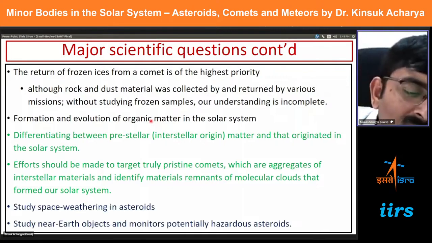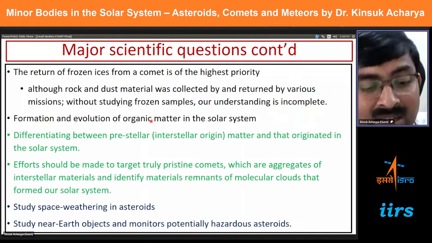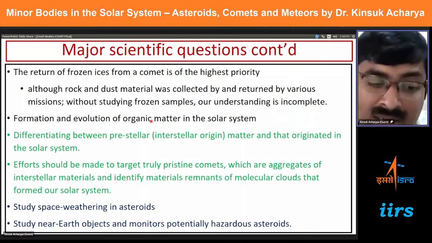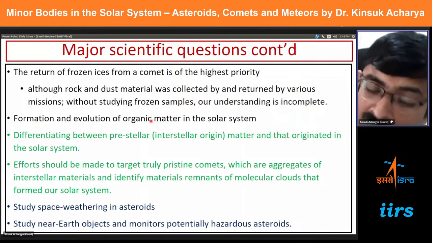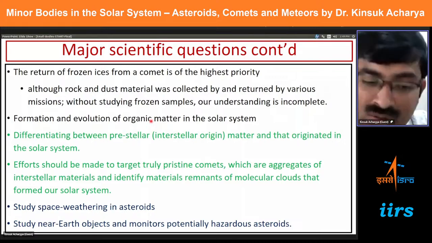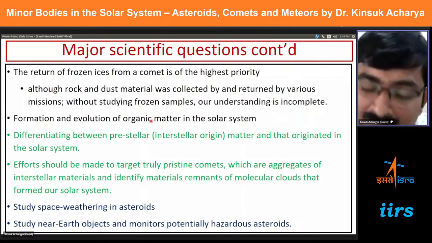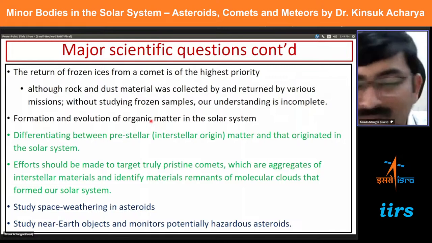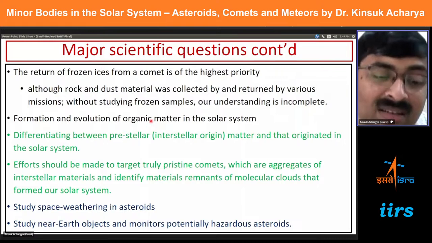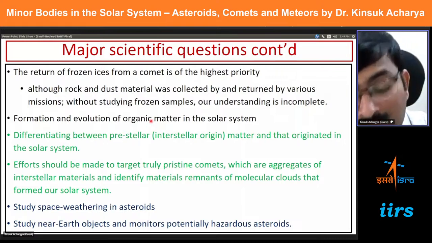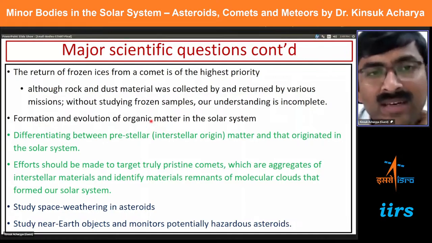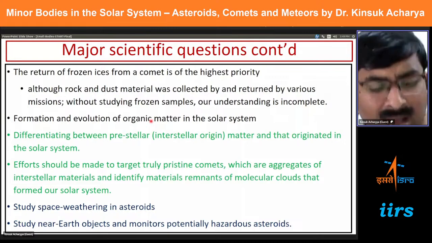But we can also study space weathering in asteroid studies, and of course we also have to study and monitor near-Earth objects, because these are not only potentially hazardous asteroids, but in principle you can actually get resources from them. I think you have seen many news articles about diamonds and valuable materials from asteroids. So you can see there are some important scientific objectives that we can have.